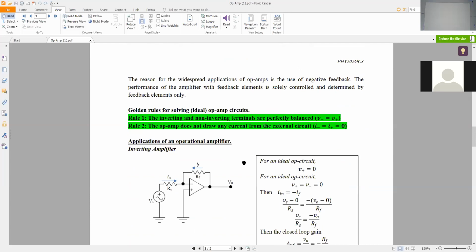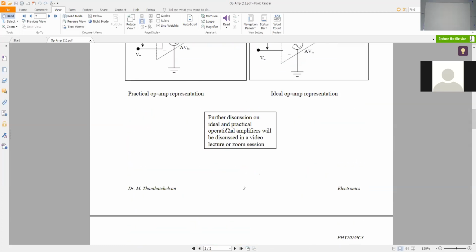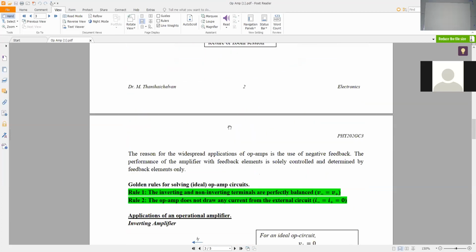So now what I'm going to concentrate on is how to solve circuits containing an ideal operational amplifier. It's not a practical operational amplifier. So this class is all about solving operational amplifier based circuits.